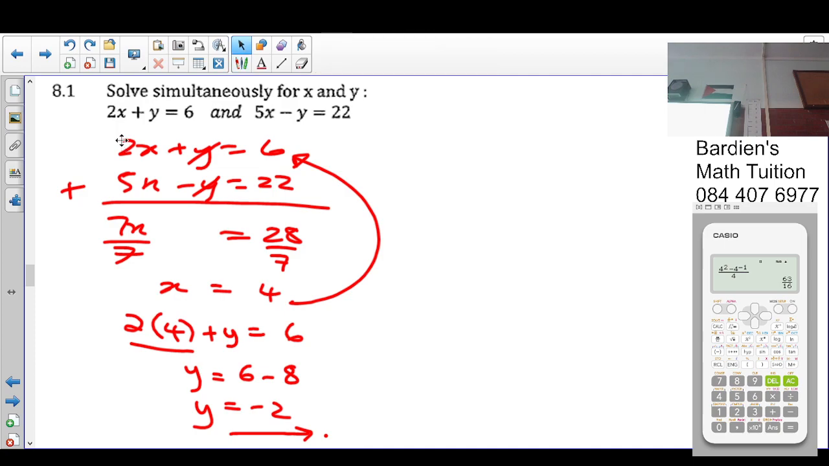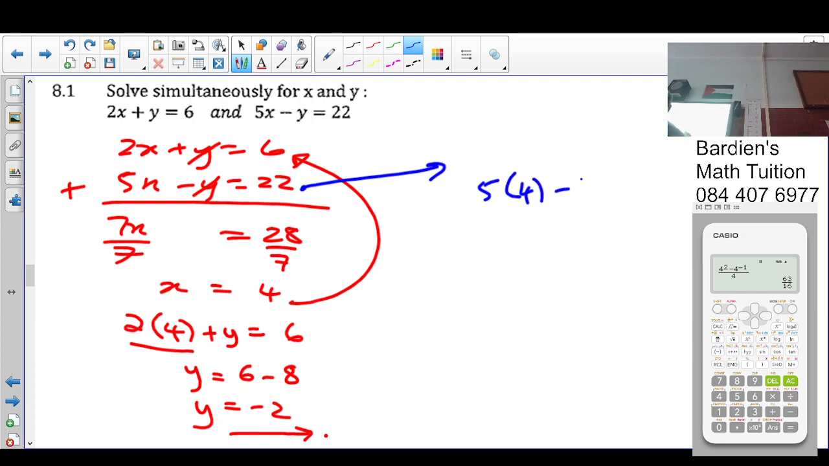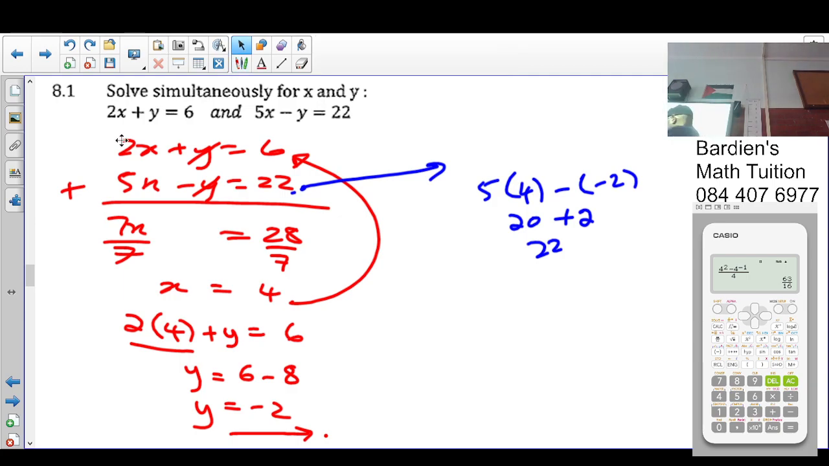You can also test it in the other equation. You can say, okay, 5 times 4 minus 2. 5 times 4 is 20, minus negative 2 is plus 2. It's 22, as you can see. It works.